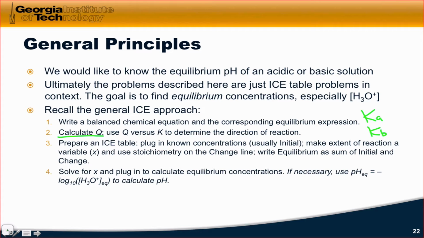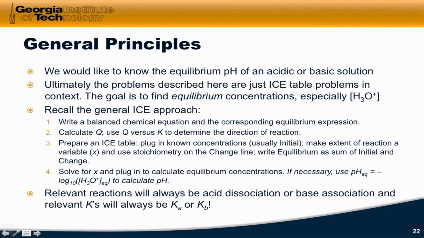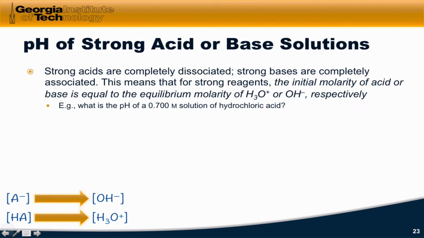We're going to prepare an ICE table. And then finally, we're going to solve for x and plug in the value of x to calculate equilibrium concentrations. And then finally, if necessary, we'll calculate the pH from the equilibrium concentration of H3O+. The relevant reactions will always be either acid dissociation or base association, and the corresponding Ks will be either Ka or Kb. Let's talk about strong acids and bases first.